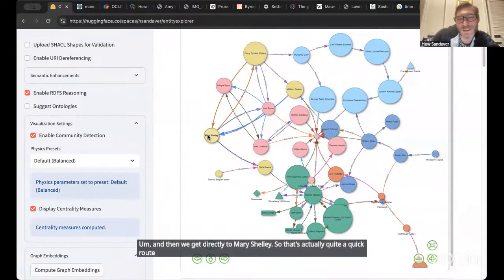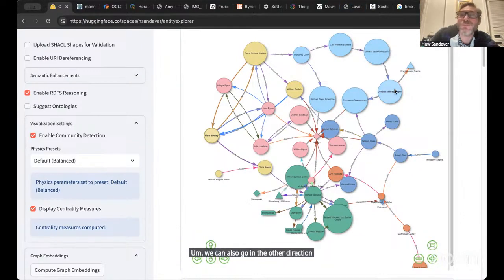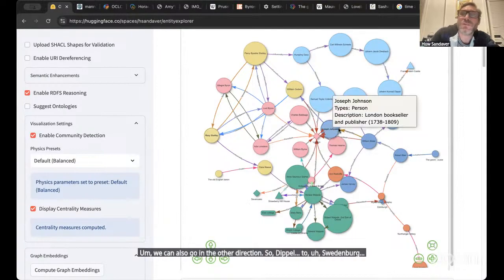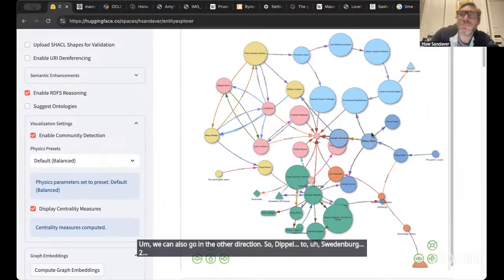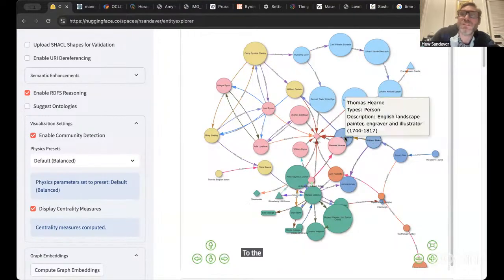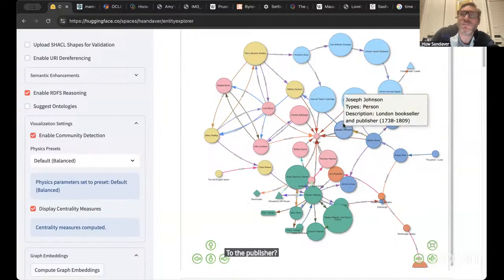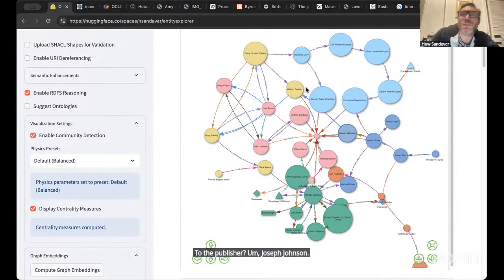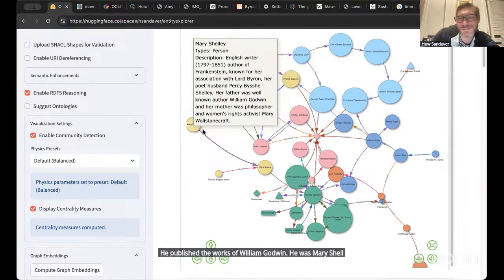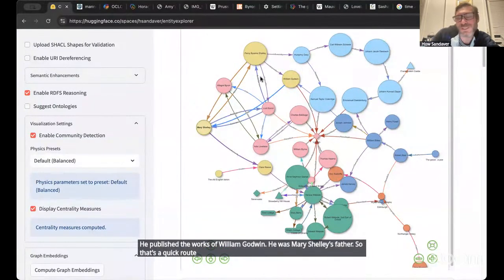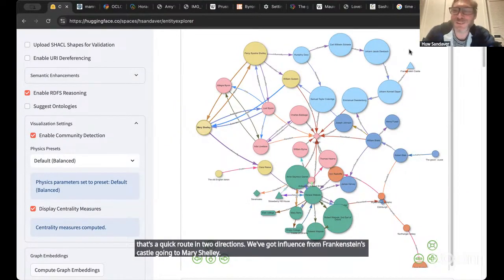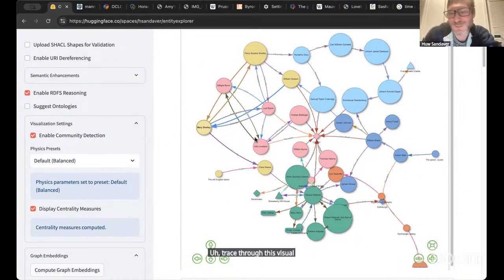Did you hear that story that way? We can also go in the other direction. So Dippel to Swedenborg to William Blake, to the publisher Joseph Johnson, who published the works of William Godwin, who was Mary Shelley's father. So that's a quick route in two directions. We've got influence from Frankenstein's castle going to Mary Shelley, traced through this visualization, which I thought was really fun and cool.